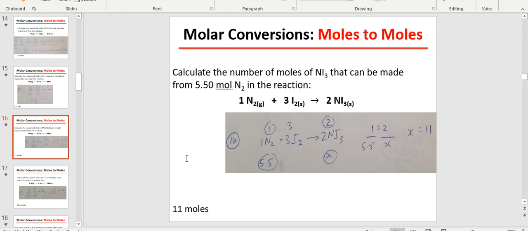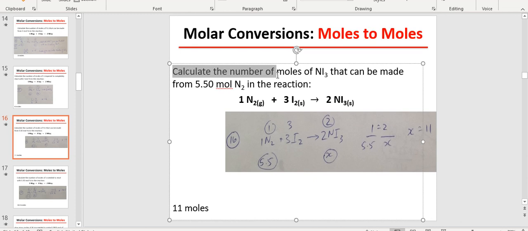So here we have calculate the number of moles of nitrogen triiodide that can be made from 5.5 moles of nitrogen. So again, there's your equation. It's the same equation as before for simplicity purposes, but you're going to get an equation. You're going to write your molar ratio, 1, 3, 2. What am I asking for? Calculate the number of moles of nitrogen triiodide. Well, I'm going to put an X. See, it's all right here. I write it all out. So there's an X moles.